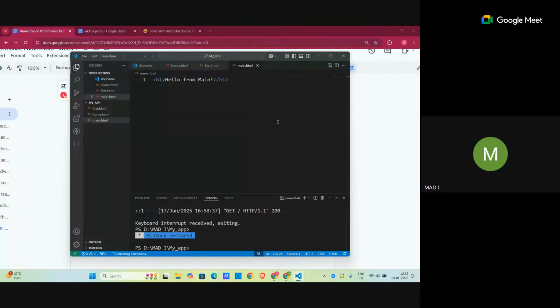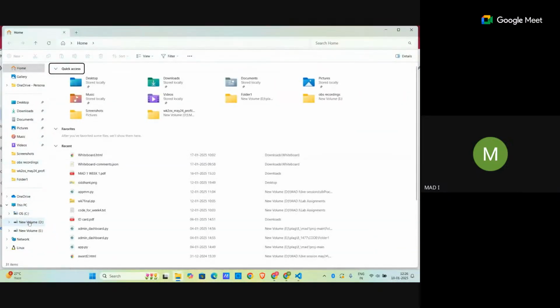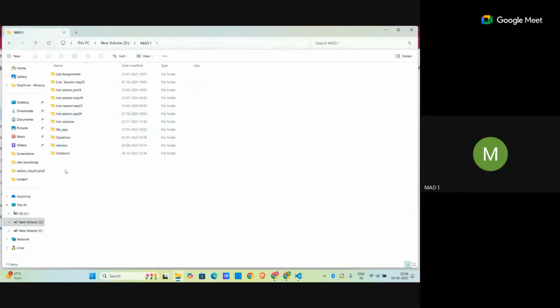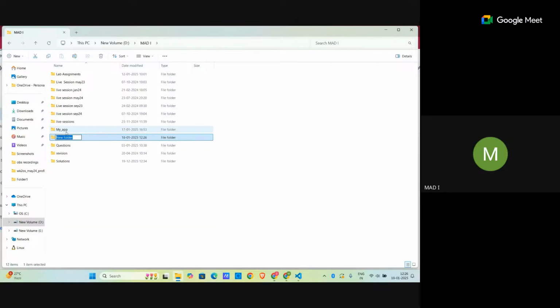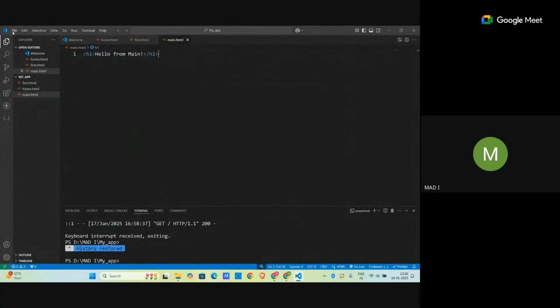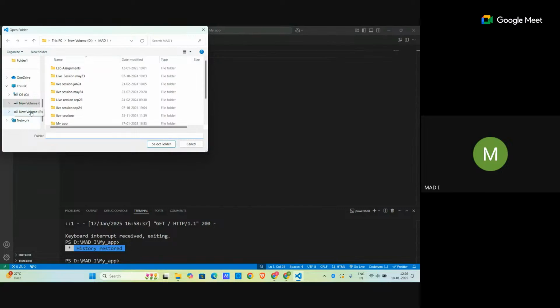Okay, so I will tell you how to create this. First thing, go to your file structure. Suppose I am in D drive and I have created this my app. How do you create a folder? You just right click, new folder. This is how I created my app folder. After that, you go to VS Code, and here you will find the option File, Open Folder.